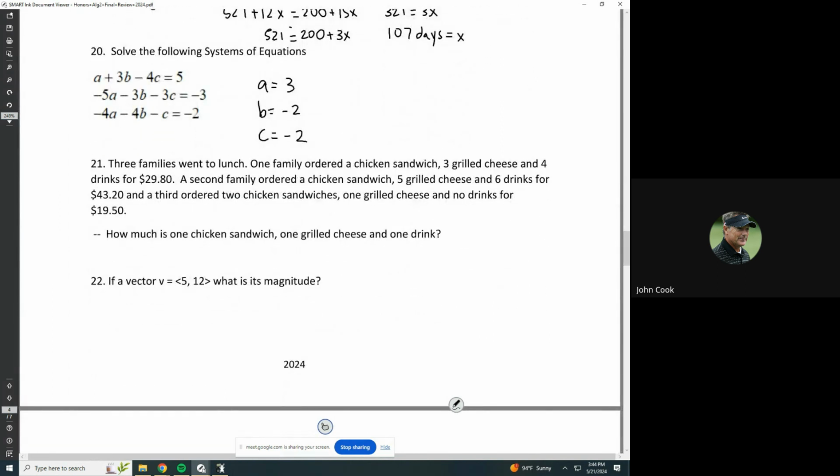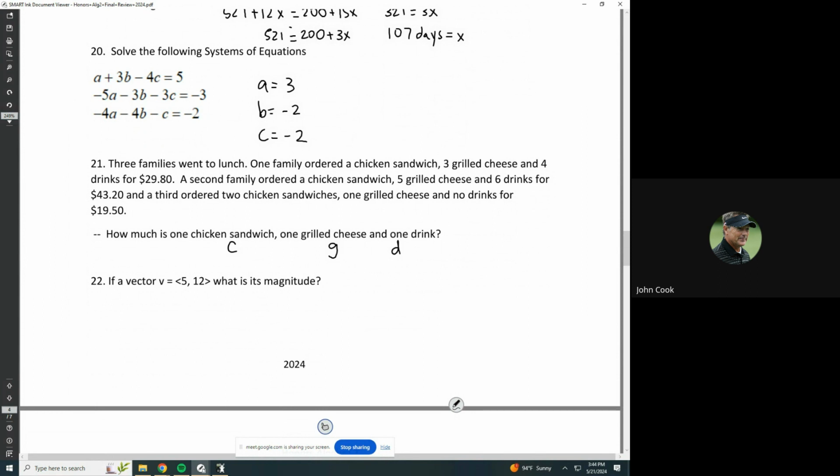3 families went to lunch. 1 family ordered a chicken sandwich, 3 grilled cheese, and 4 drinks. The second family ordered all that stuff. And then the third family ordered that stuff. How much is 1 chicken sandwich, 1 grilled cheese? Okay, so let's call the chicken sandwich C, the grilled cheese we'll call G, and then the drink we'll call D, okay? We make 3 equations and basically do the same thing that we did in number 20.